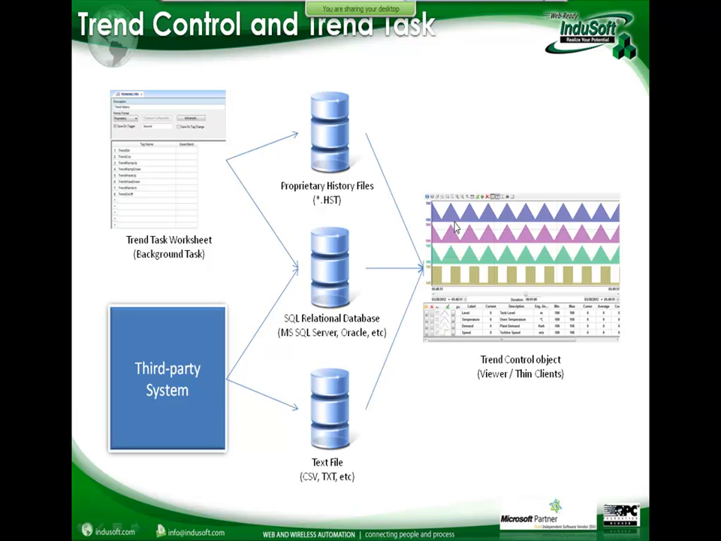In the history files, the data sources supported by the trend controls could be InduSoft proprietary files created by the InduSoft trend worksheets, external databases created by the InduSoft trend worksheets, or even any other database tables or even text files like CSV files created by any other systems. So the trend control has the ability to display information saved by InduSoft, but it also has the ability to display information saved by pretty much any other system into a SQL relational database like Microsoft SQL Server, Oracle, Sybase, MySQL, different databases, or even from text files like CSV files, for example.